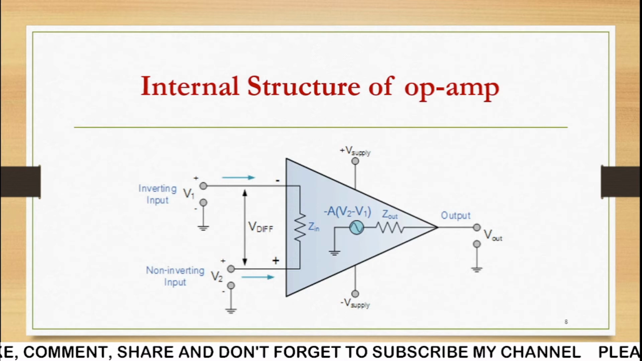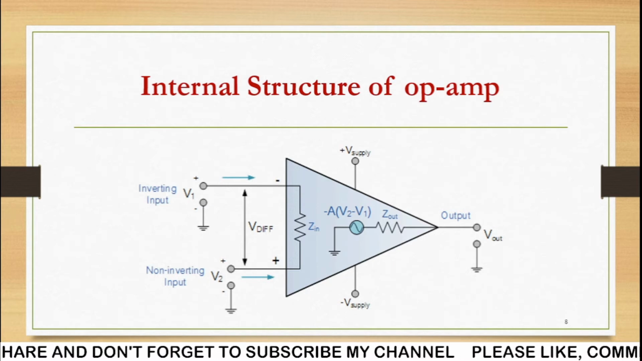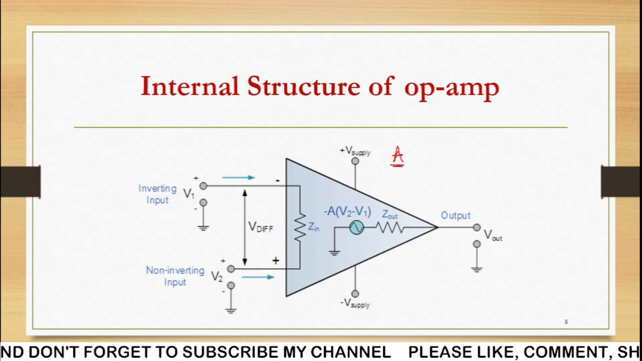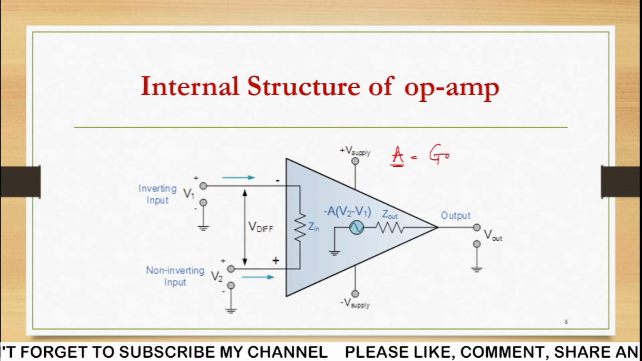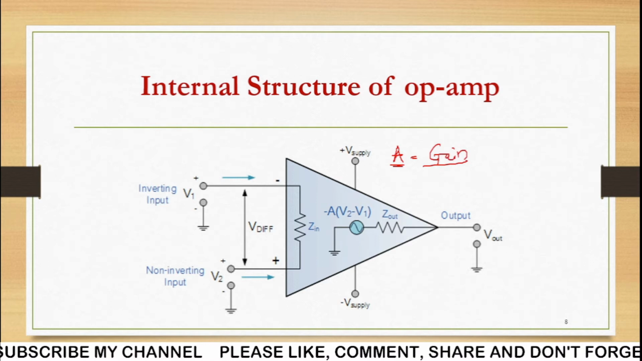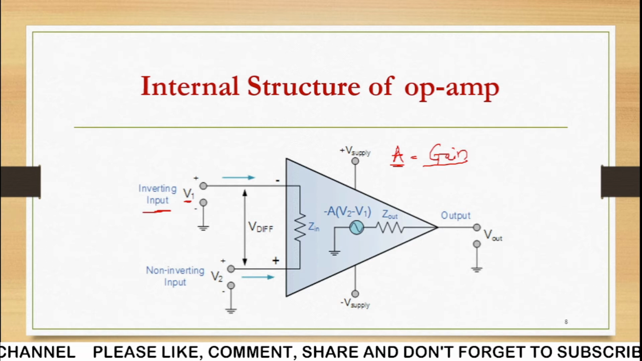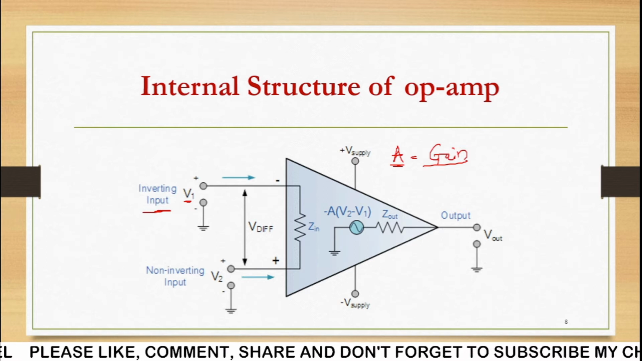This is the internal structure of the operational amplifier. You can see V1 is called the inverting input and V2 is called the non-inverting input. The gain of this particular operational amplifier, which we can call an open loop operational amplifier, has a formula: gain is equal to Vout divided by Vin.